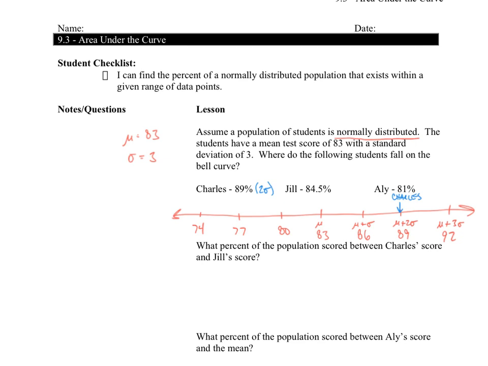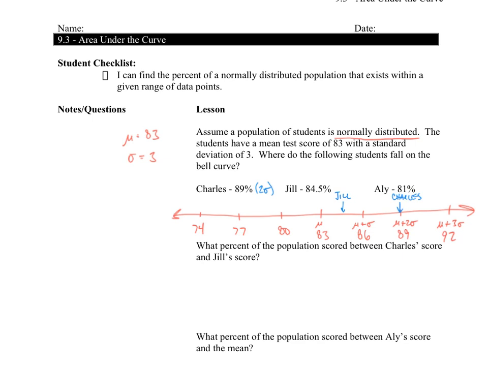Jill, though, is a little bit of a problem because I see a range here between 83 and 86, but I don't see an 84.5 anywhere here. And remember, our empirical rule is going to tell us that 68% of our data falls in this range. And I could say then that if I divide that by 2, 34% of my data is here, but I'm not sure exactly where Jill falls here. So Jill is in this range somewhere, and she would be exactly halfway between those.